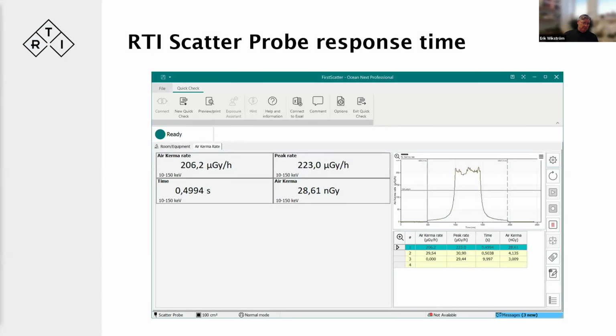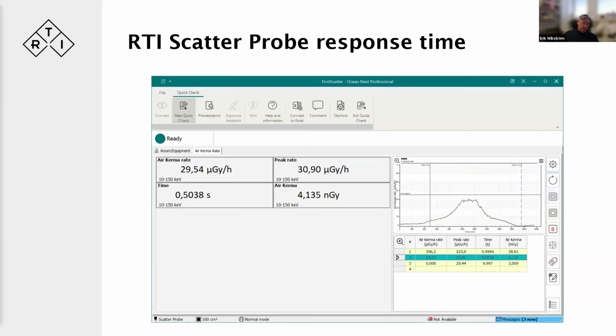And looking at the response time as well, this is the display that we have for the RTI scatter probe. This is a reading from a leakage. It turns out that it's 28 nanogray, so it's quite low. But look at the response time. From the start, the triggering, which is a self-trigger, the built-in automatic trigger, it's less than half a second until we're up to the maximum of the output. Not only 95%, but the maximum.